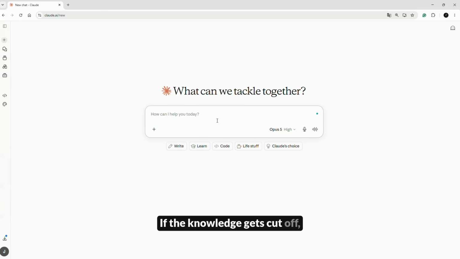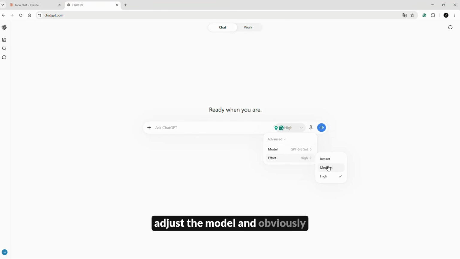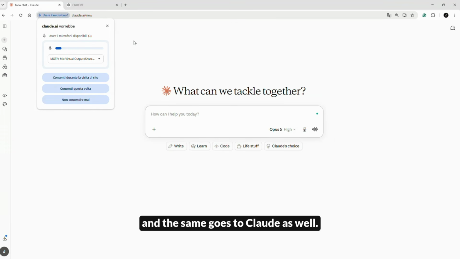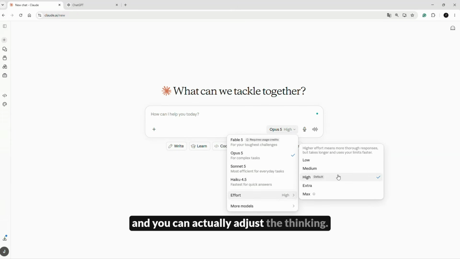If the knowledge gets cut off, the data obviously is going to get cut off as well, and you're going to get hallucinations from the AI. So make sure you're using one of the latest models, the models that actually think. For instance, if you go to ChatGPT, you'll see that you can adjust the model and also the thinking effort. You can use medium, you can use high, and the same goes for Claude as well. You can use one of the latest models and adjust the thinking.